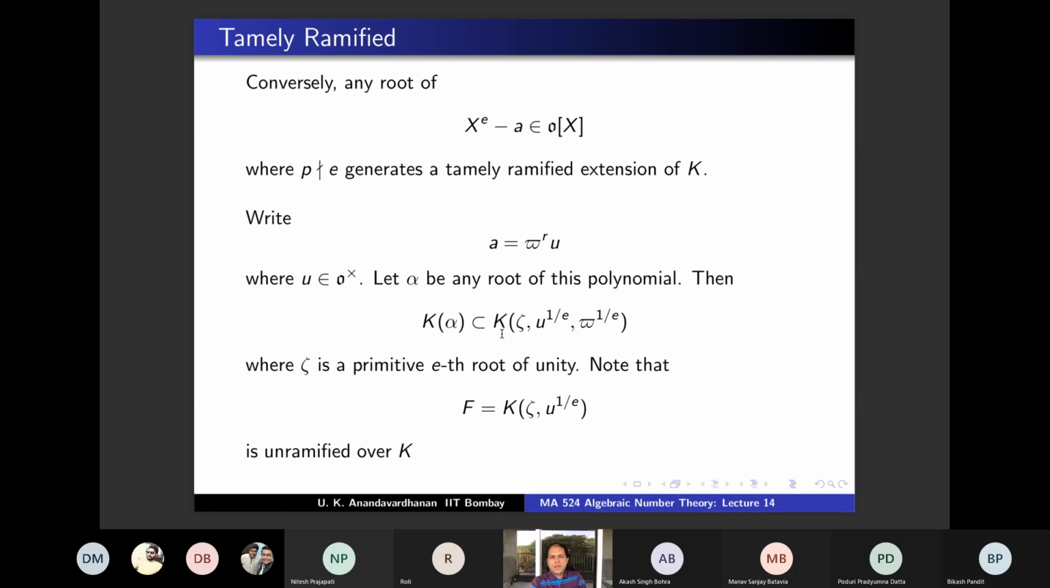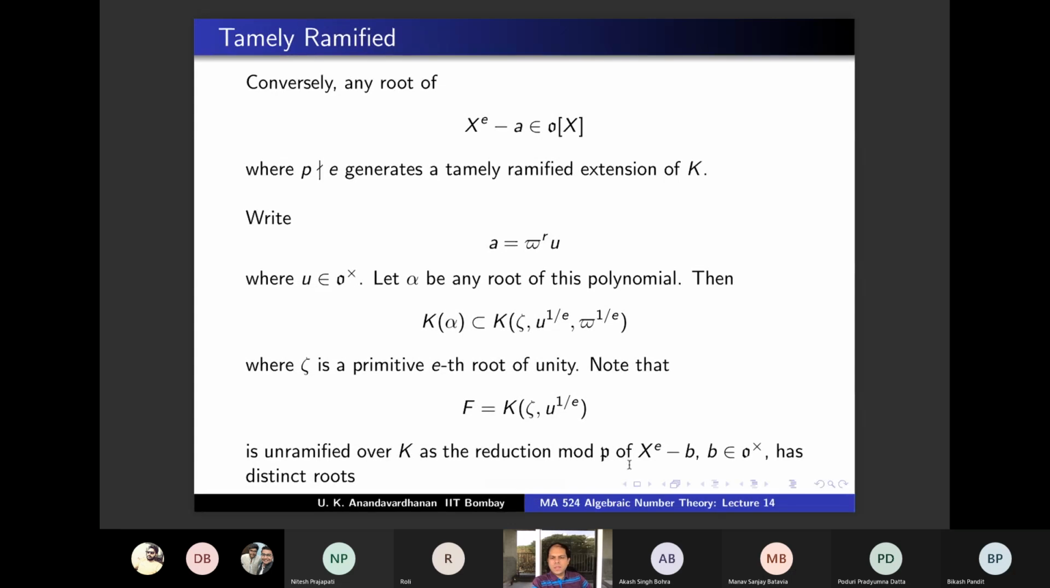So the first observation is, if you take this much, this is unramified over K. Why is that? This extension is unramified because adjoining zeta leads to an unramified extension, because x power e minus 1 modulo p, its reduction mod p, has all distinct roots. Similarly, x power e minus u, reduction mod p, has all distinct roots. If the reduction mod p has distinct roots, that characterizes an unramified extension. So this is unramified.